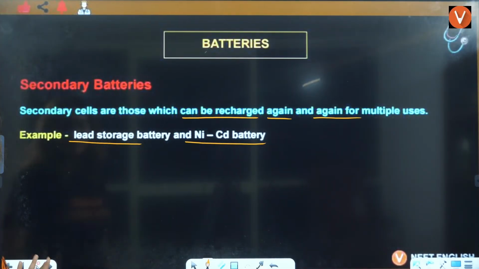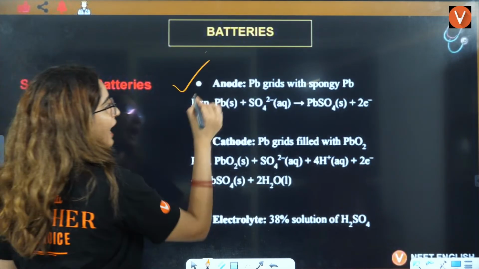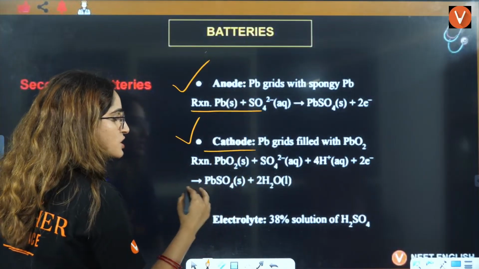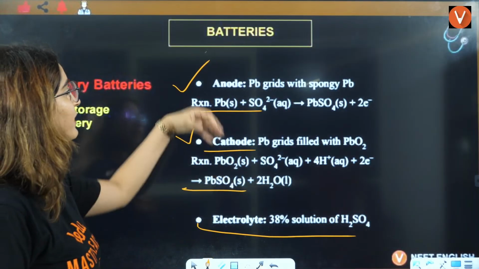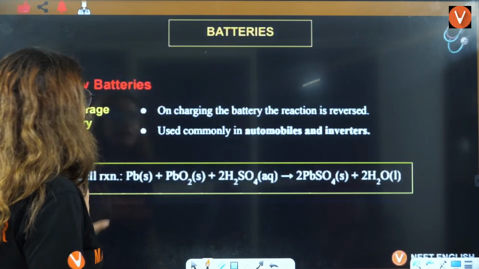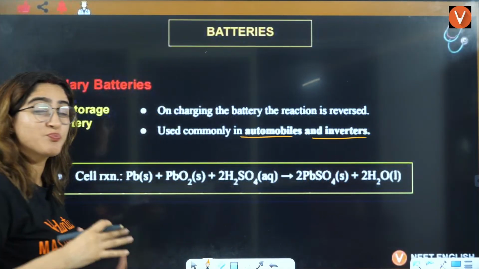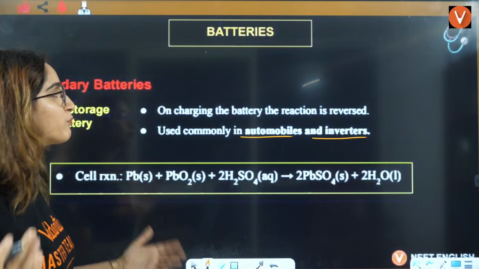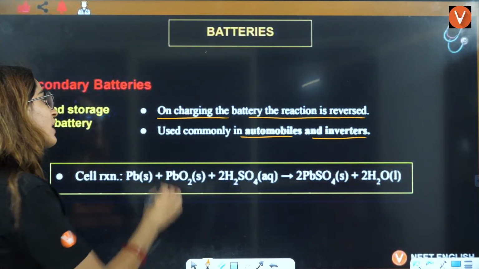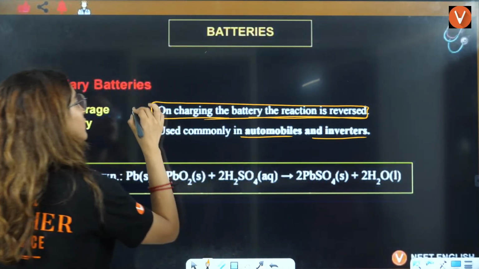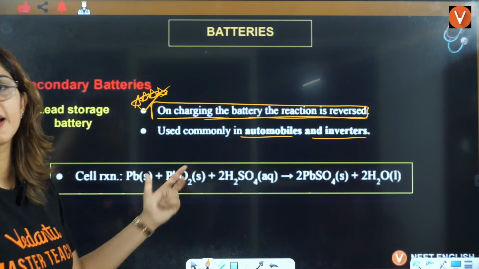Very, very important, right? So for the lead storage battery, what you have here is the anode reaction and cathode reaction, go through this. What is the electrolyte? Very, very important. As it is, you should know what is happening here at the cathode and anode, right? Then, where it is used: automobiles, inverters, big batteries, it has very high potential, right? On charging the battery, the reaction is the reverse. This is a very, very important point, that when you are charging the battery, this reaction will get reversed.